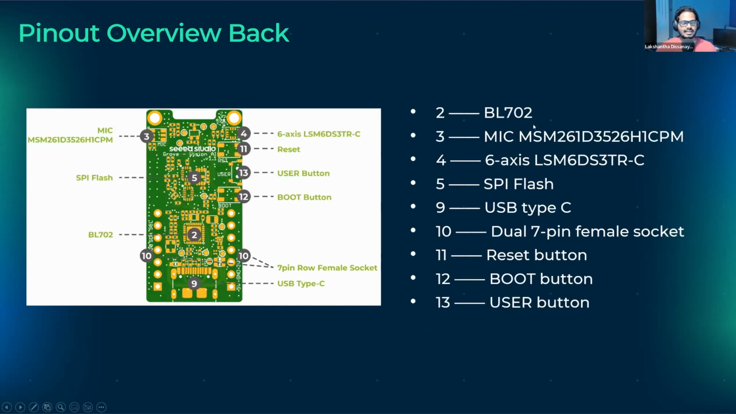And it has a BL702, which is the USB to UART adapter. This is the mic and the 6-axis accelerometer, as I mentioned before. It has SPI flash, a Type-C connector, and then it has 3 buttons: the reset button, boot button, and the user button. So we will use these buttons later in this workshop.